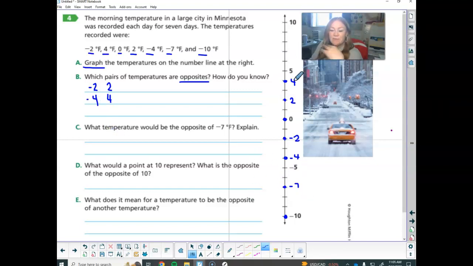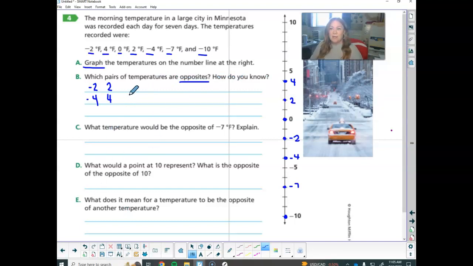And even though 5 is listed, we don't actually have a 5. We have -7 here, but no +7. And we have -10, but no +10. So here are the opposites. Now take a second and pause and think about, how do you know that those are opposites? Write about that for a second.